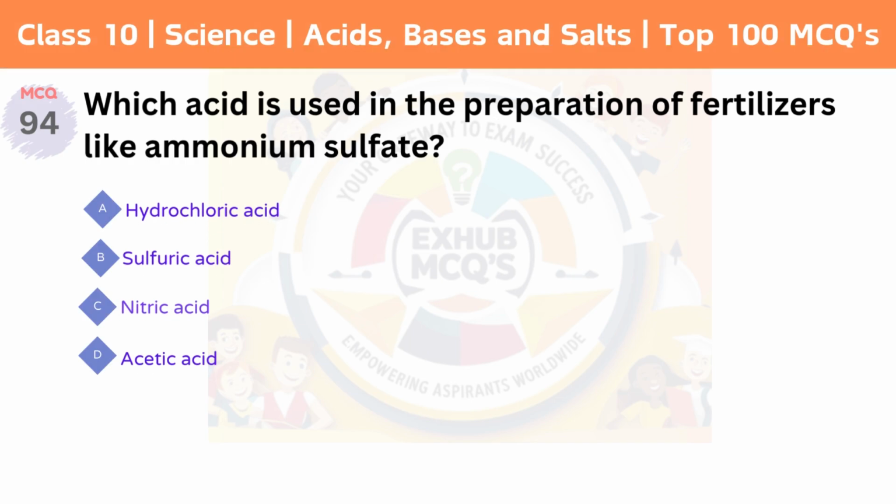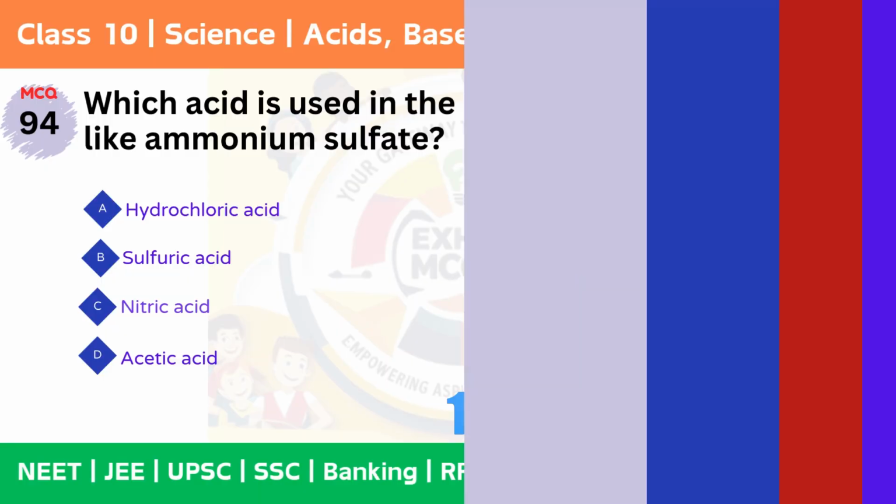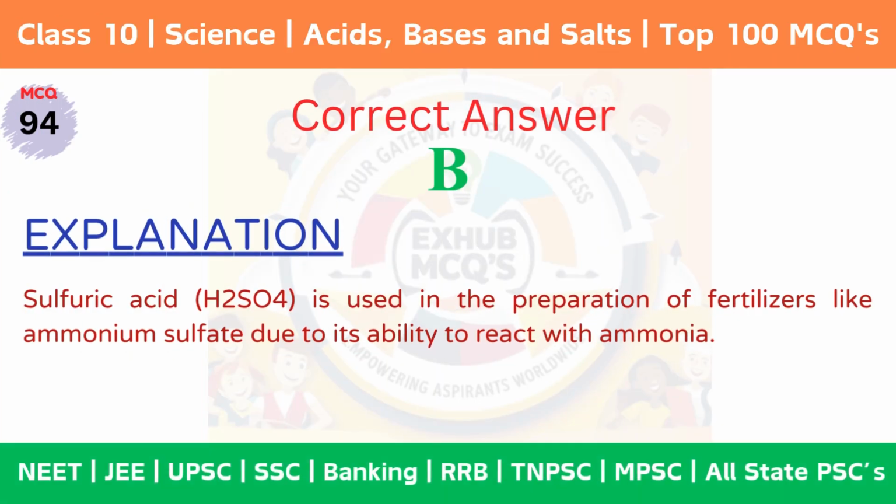MCQ 94. Which acid is used in the preparation of fertilizers like ammonium sulfate? Option A, hydrochloric acid. Option B, sulfuric acid. Option C, nitric acid. Option D, acetic acid. The correct answer is option B, sulfuric acid.